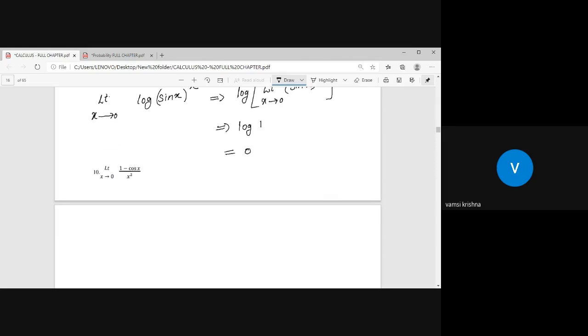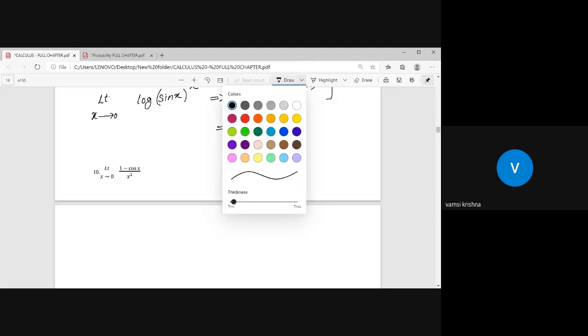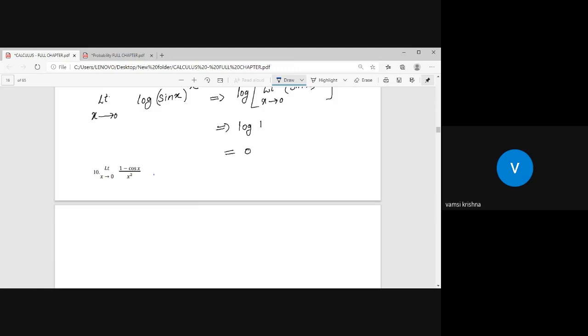And another important question, and I can use this question just like a formula. Before going to that, let us solve this question first. Limit x tends to 0, 1 minus cos x by x square. If you substitute 0 in place of x, you will get 0 by 0, since cos 0 is 1 and 1 minus 1 is 0. The question is in indeterminate form. Because of that reason, we are applying L'Hospital's rule.